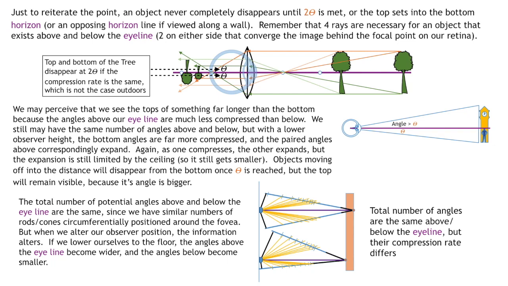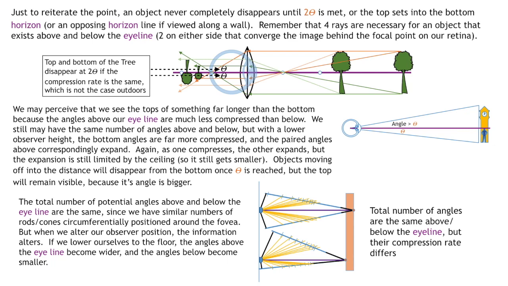Again, as one compresses, the other expands, but the expansion is still limited by the ceiling, so it still gets smaller. It just doesn't keep expanding, in other words. Objects moving off into the distance will disappear from the bottom once theta is reached, but the top will remain visible, just like we've talked about, because its angle is bigger. As it moves off into the distance, it will continue to set into that lower horizon line, either until its theta angle is met, or it just completely disappears, one or the other.